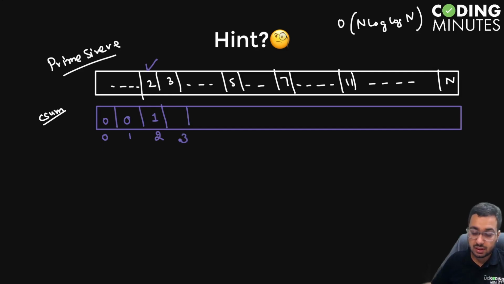What about up to 3? Whatever primes you have till this point, you will check whether this number is prime. The answer is yes. Plus 1, so you make it 2. How many primes up to 4?